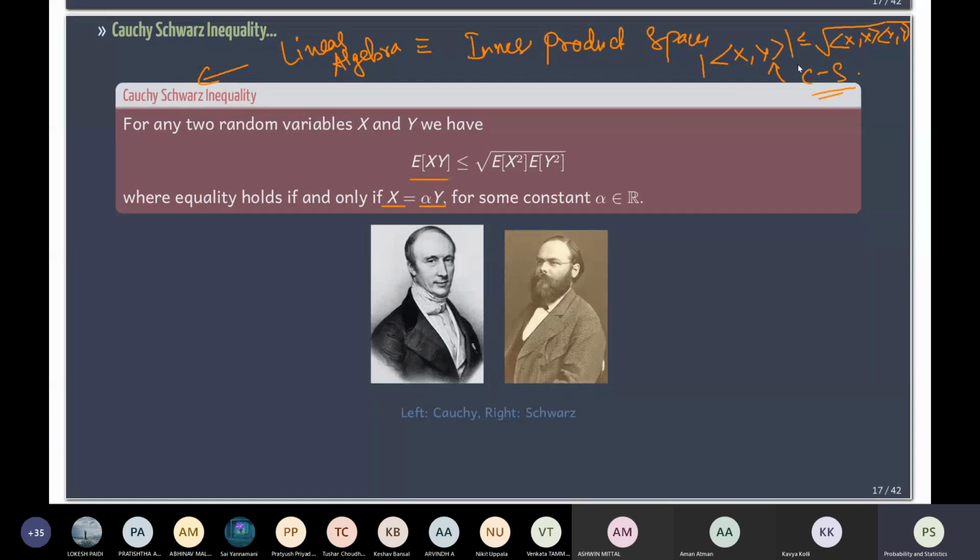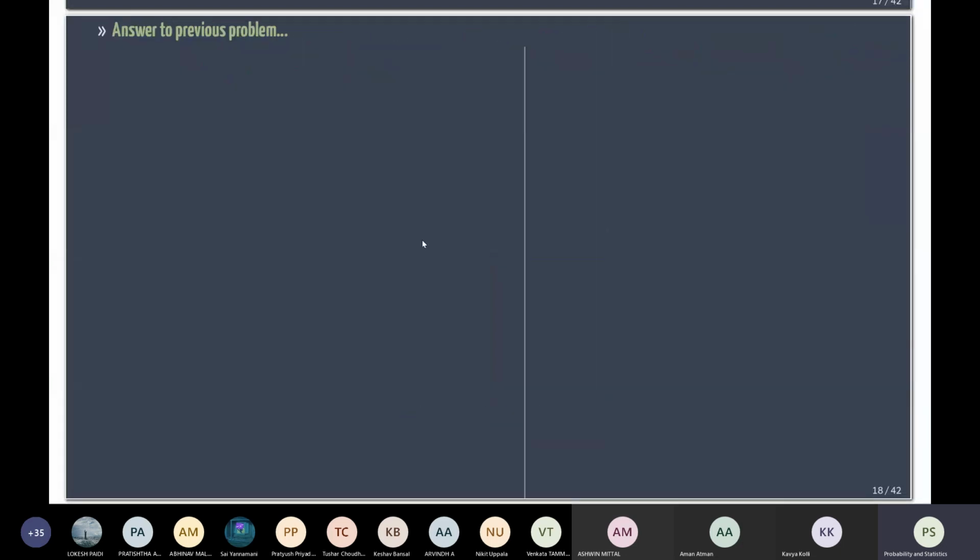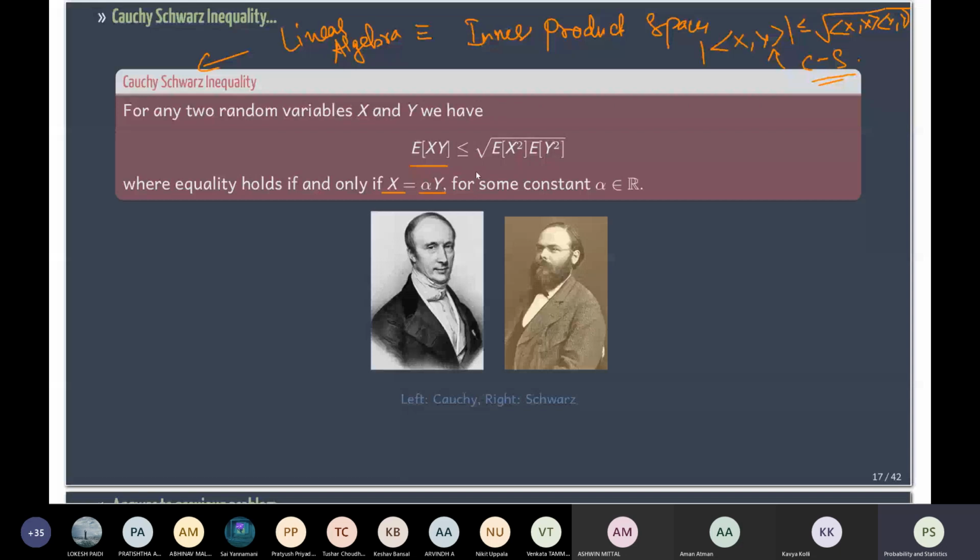So this is the Cauchy-Schwarz inequality, but the only problem now is that it's written in this form and there are expectations involved. So we need to do a little bit before we can establish this. This is what we are supposed to prove. Let us try to establish this Cauchy-Schwarz inequality. And we also have that equality holds if x is alpha y.